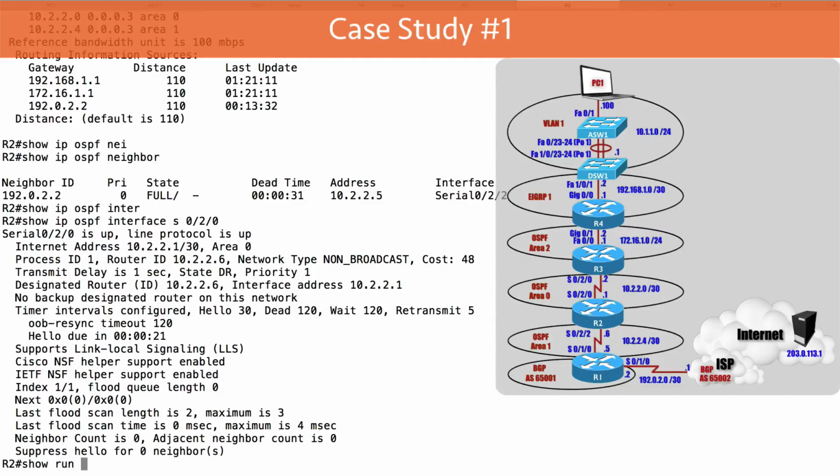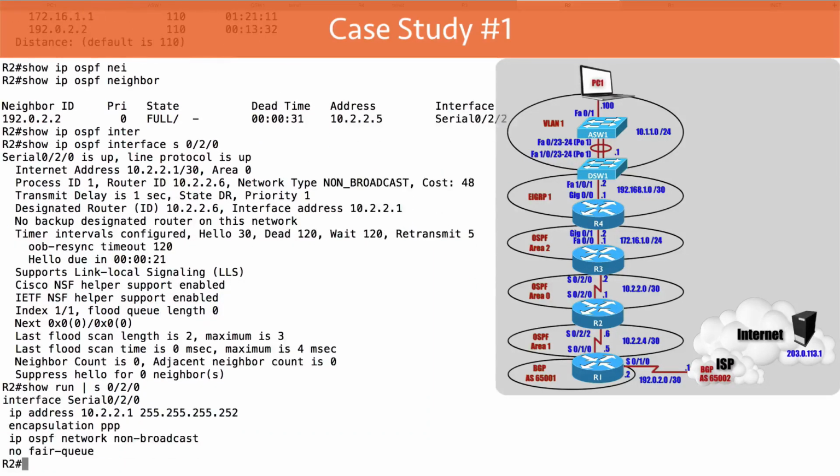I'll do a show run | section, and I'll specify the serial interface identifier. It's 0/2/0. And this shows us the configuration for that serial interface. And look at this. We have an ip ospf network command that's changing the OSPF network type, and by changing the network type, that's causing the hello interval to be changed, which then causes the dead interval to be changed. And because we have mismatched timers now between R2 and R3, a neighborship is not forming.